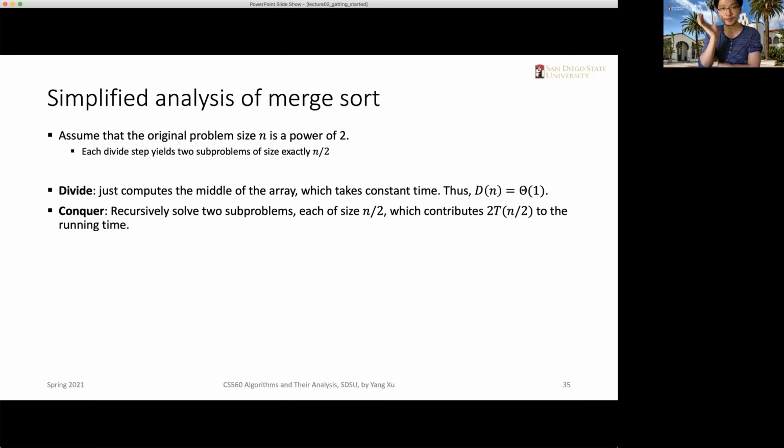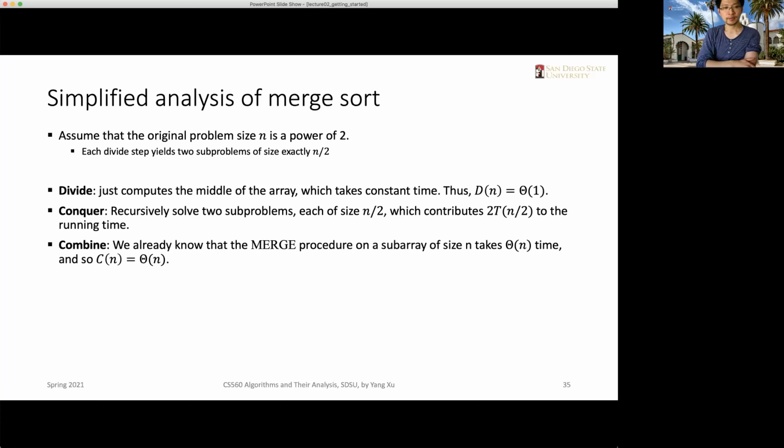In that case, the size of each subproblem is n/2, and we have 2 of such problems. So the total cost for conquering the subproblems is 2 times T of n/2, right? And in the combine step, we need to use our knowledge from the merge procedure, because merge does the combining step for us. And we already know that the merge has a for loop involved, and that for loop will take linear running time. So we can use big theta of n to indicate the cost for combining.